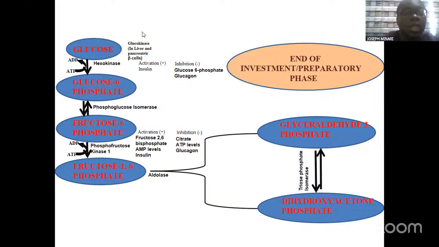Okay, so like I said, the enzymes involved: glucose to glucose 6-phosphate, we have hexokinase. Glucose 6-phosphate to fructose 6-phosphate, we have glucose phosphate isomerase. Fructose 6-phosphate to fructose 1,6-bisphosphate, we have phosphofructokinase 1. And from fructose 1,6-bisphosphate to glyceraldehyde 3-phosphate and dihydroxyacetone phosphate, we have aldolase.